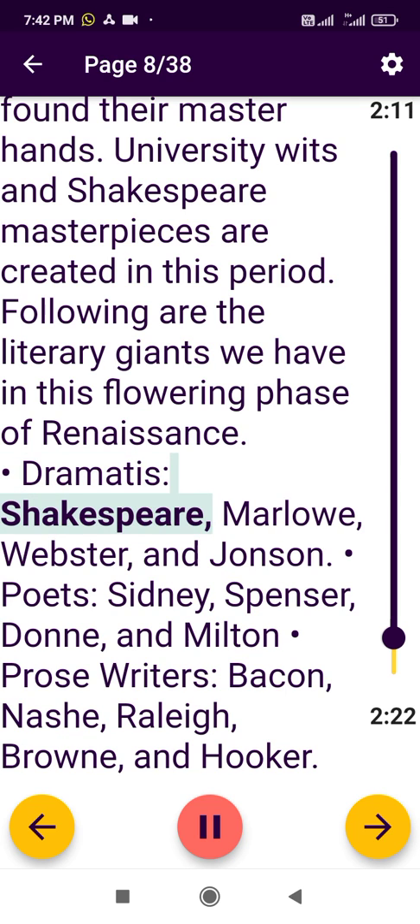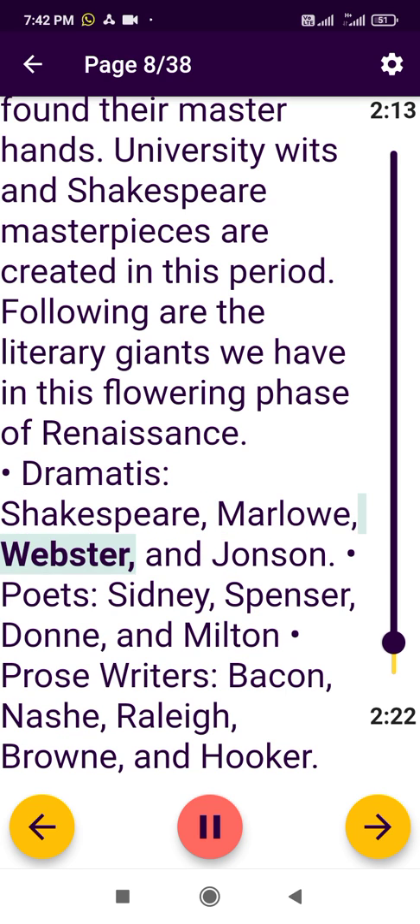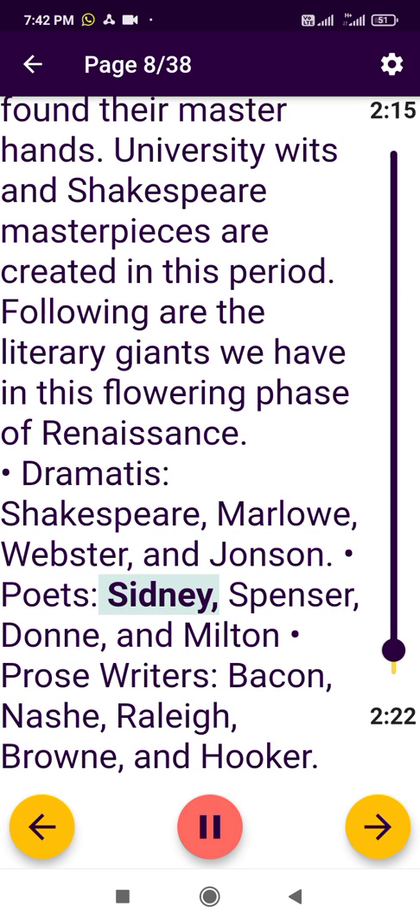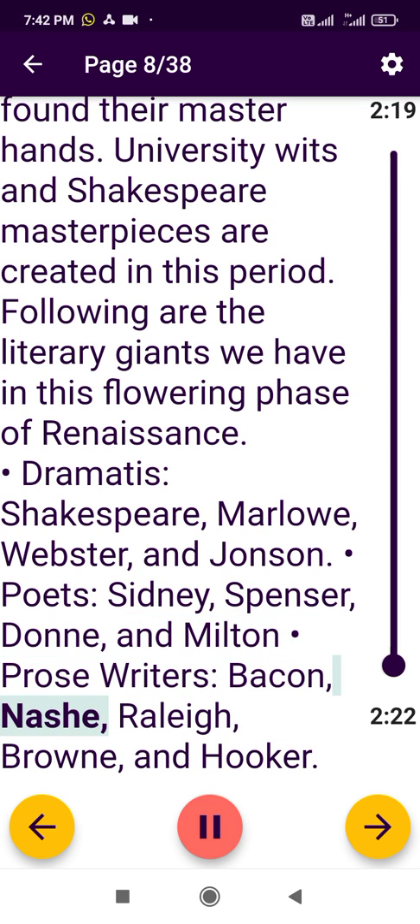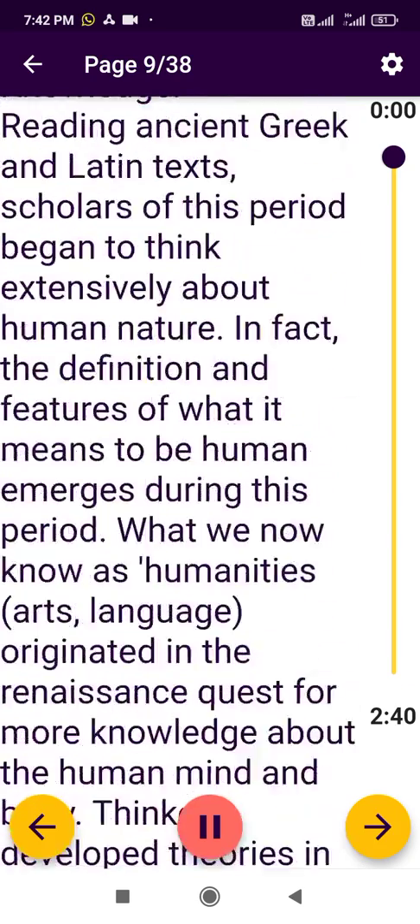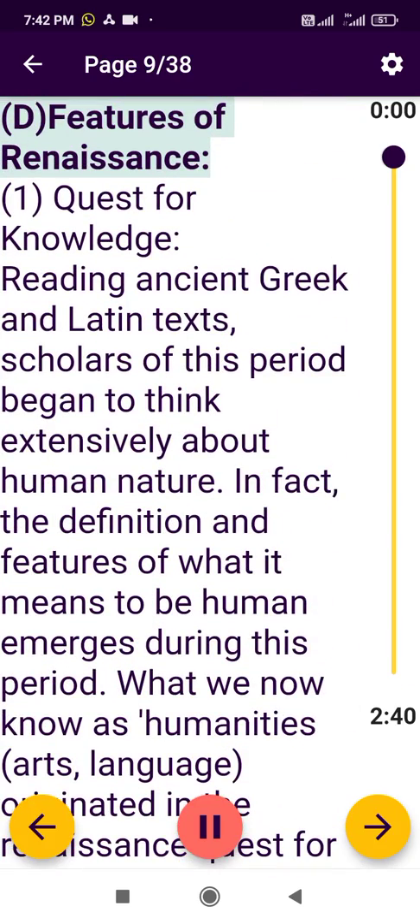Dramatists: Shakespeare, Marlowe, Webster, and Jonson. Poets: Sidney, Spenser, Donne, and Milton. Prose writers: Bacon, Nash, Raleigh, Browne, and Hooker. D. Features of Renaissance. 1.